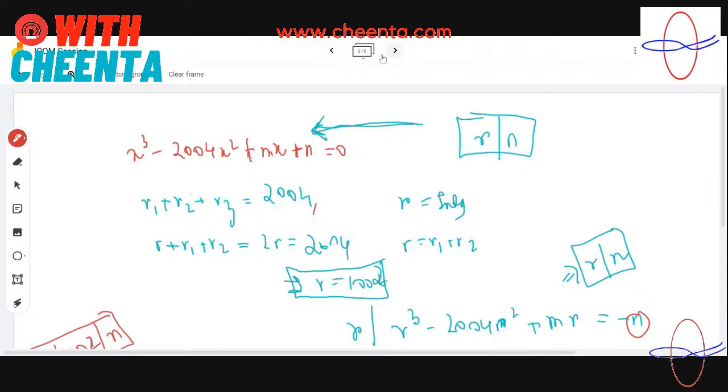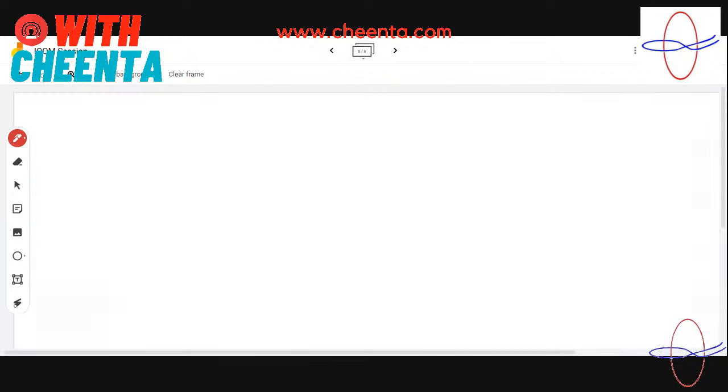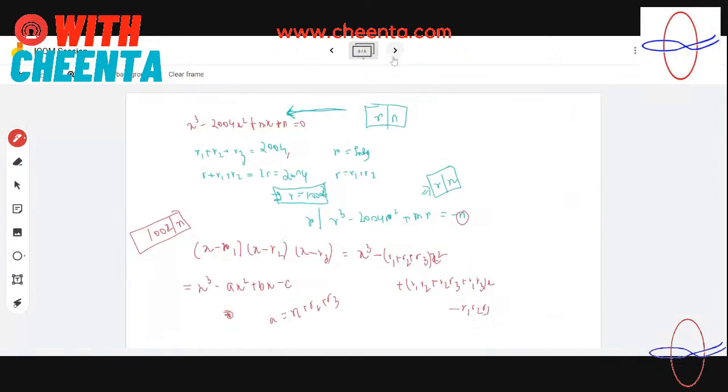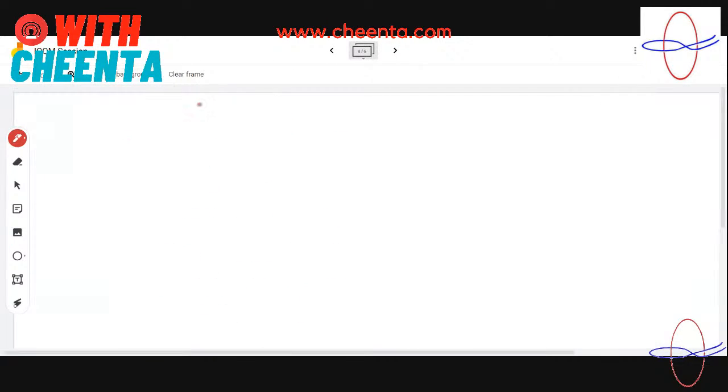Okay, so let's see. What do we get over here? n is given, no? n is given to be an integer, given its integer coefficient. So n is an integer, and you know that 1002 must divide n. So what do you get from here? How many values of n are possible? Think about it now. I've given enough hint to you.